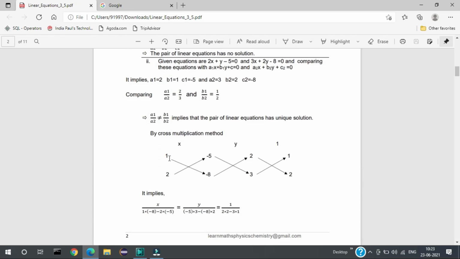So first we will write b1 by b2, c1 by c2, a1 by a2, next b1 by b2. Like this we have to write the diagram. So it implies, x by 1 into minus 8 minus 2 into minus 5, equals y by minus 5 into 3 minus minus 8 into 2, equals 1 by 2 into 2 minus 3 into 1.